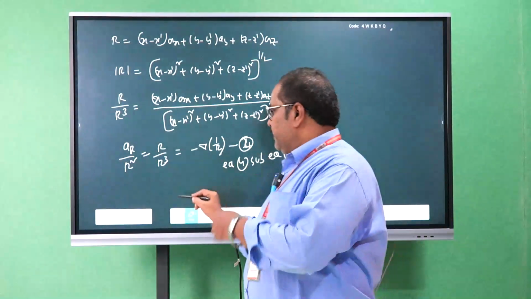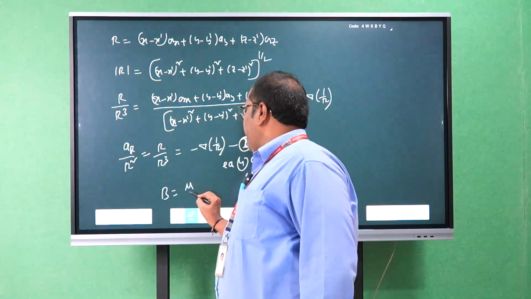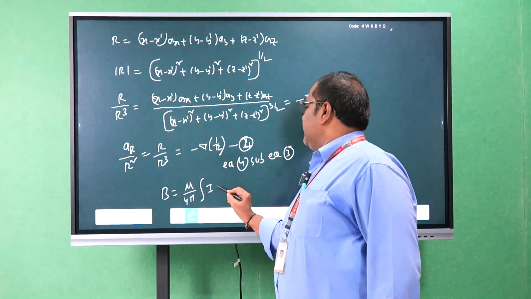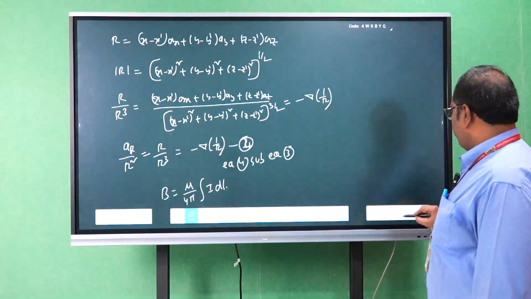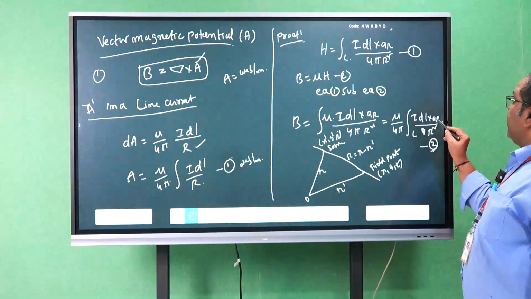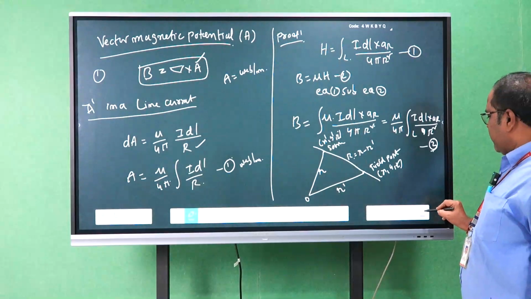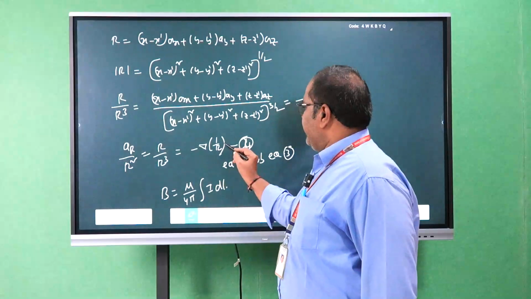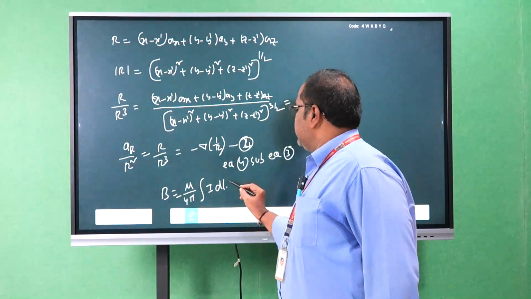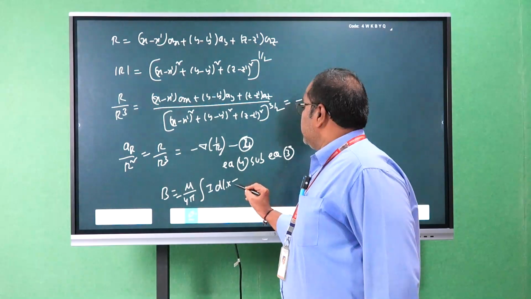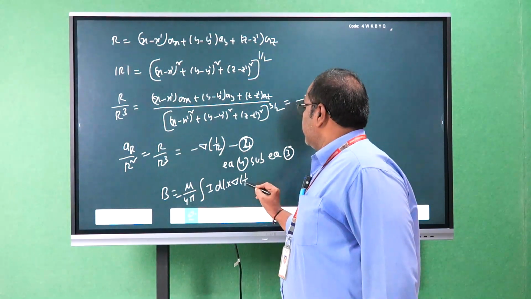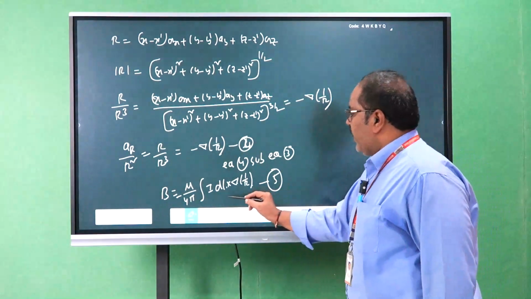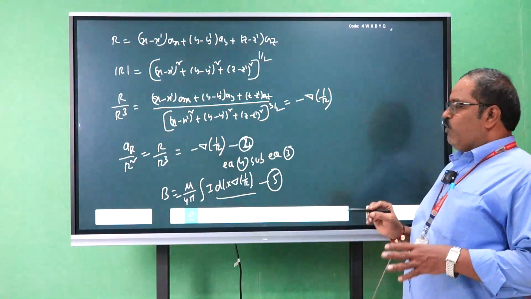Therefore, B is equal to mu by 4 pi integral I dl, AR by R square, which means minus del 1 by R. Very, very important. Equation number 5. First of all, you have to find dl cross del 1 by R.